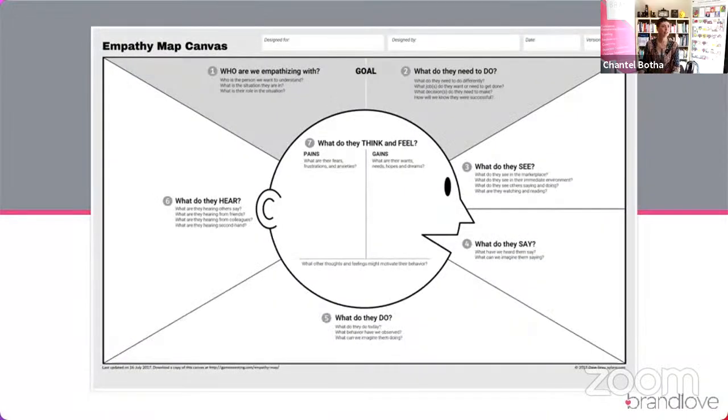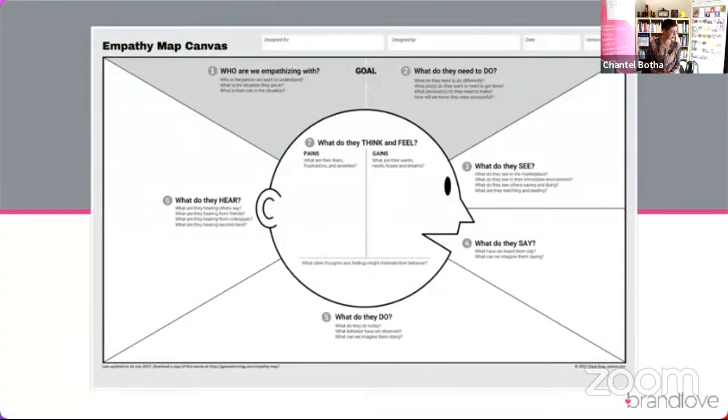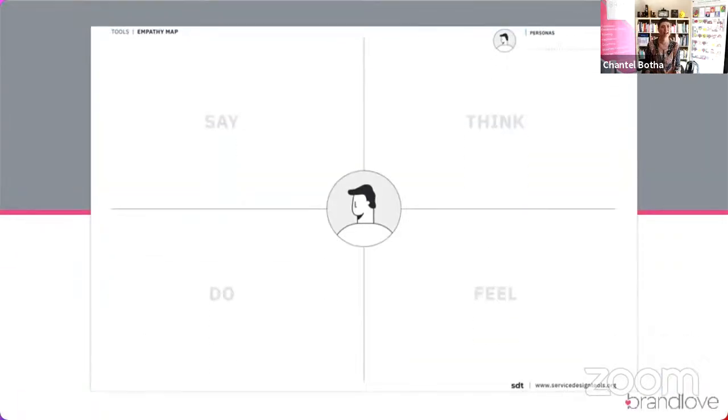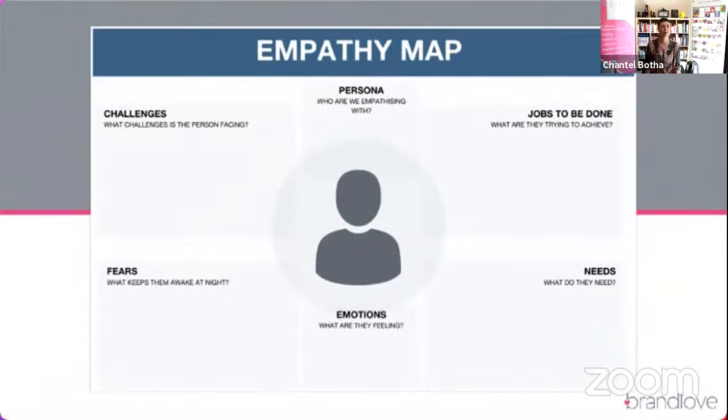These are empathy mapping templates that you might have seen before. This one focuses very much on what is the customer seeing? What are they doing? What are they saying? What are they hearing? What are they thinking and feeling? And what are the pains and the gains that they're having?